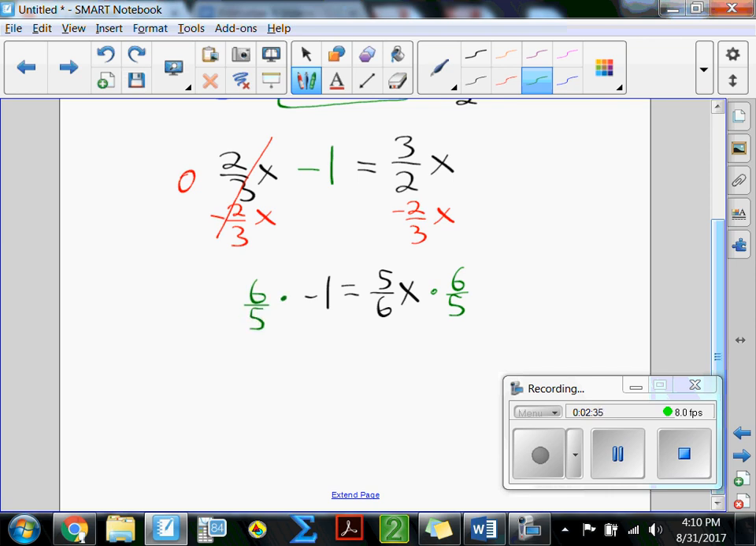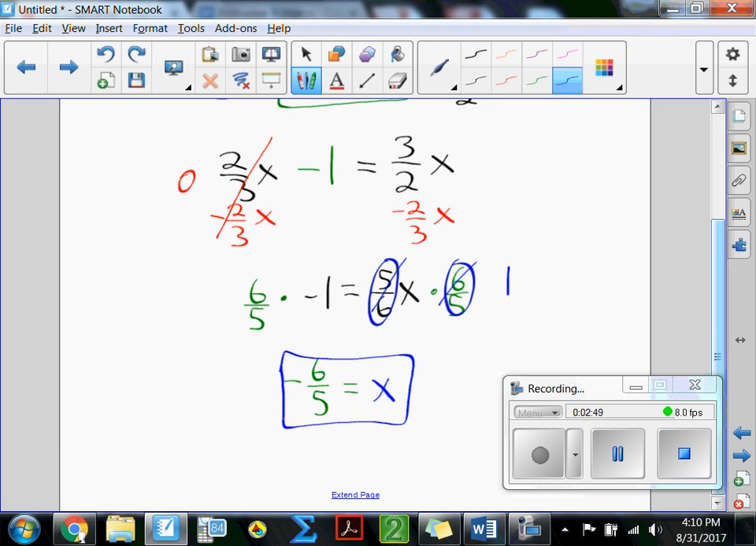6/5 times negative 1 is negative 6/5. 5/6 times 6/5 gives you a 1. 1 times x is x. So x is equal to negative 6/5. A couple students really don't like that. They just forget to use the reciprocal.